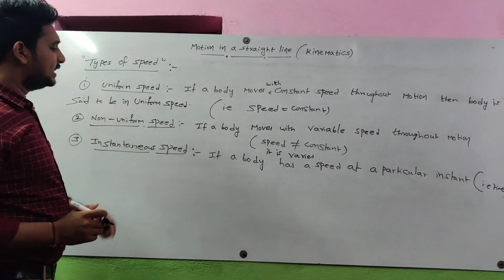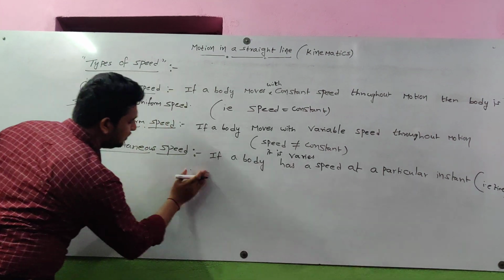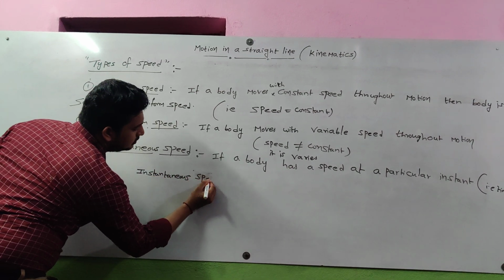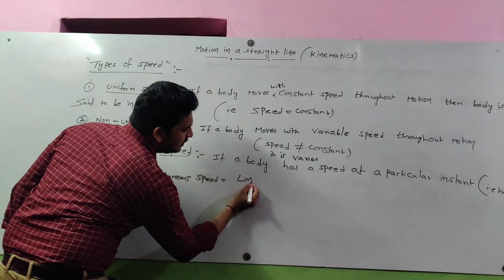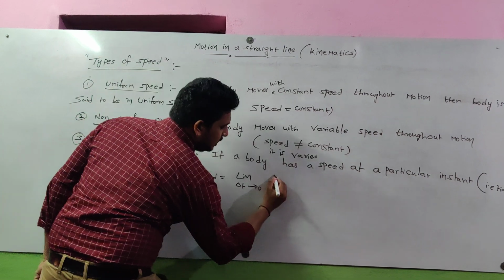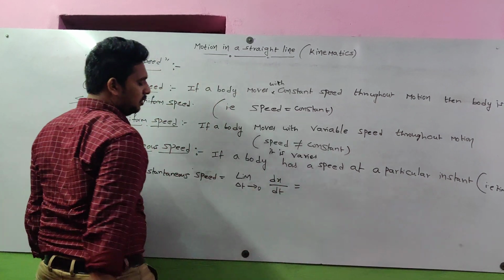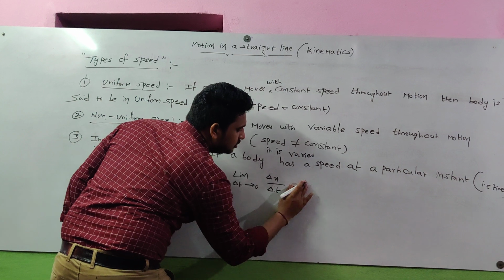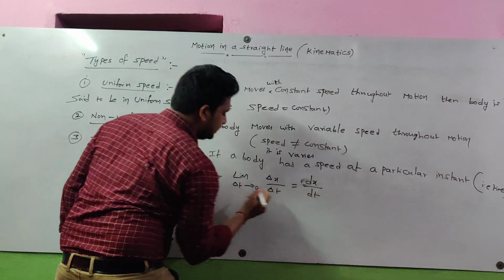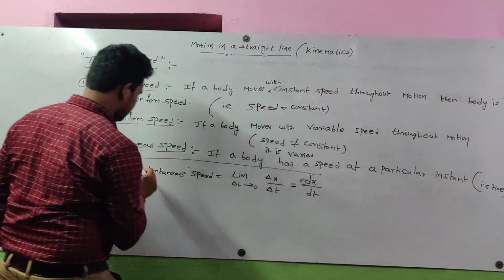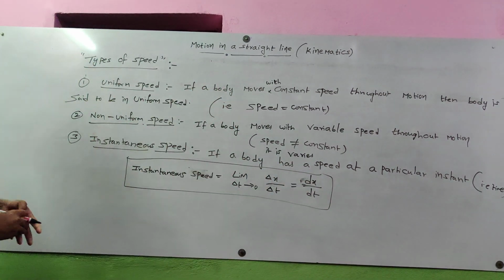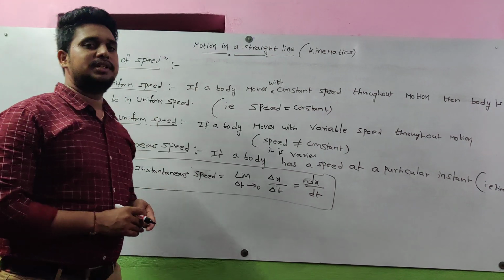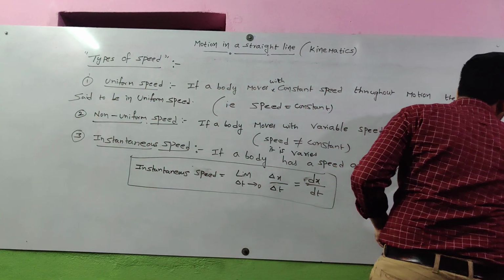So how can we express it here? Instantaneous speed is equal to the limit as delta t tends to 0 of delta x by delta t, which is indicated by dx by dt. This is the formula for instantaneous speed. So these are the three types, and the most important type is the fourth type. After completion of this, I would like to discuss velocity.